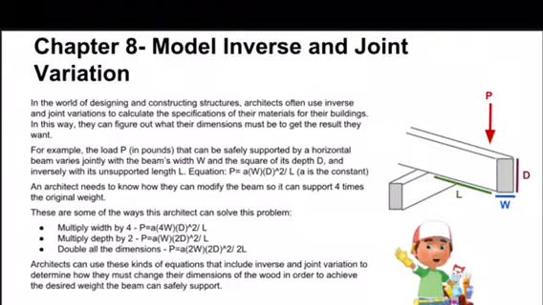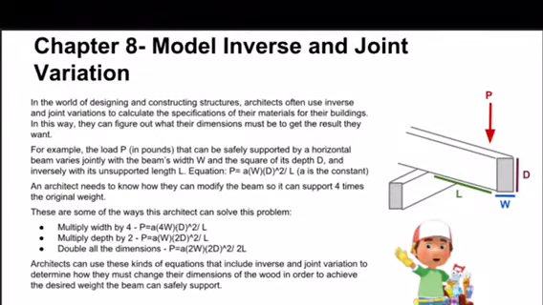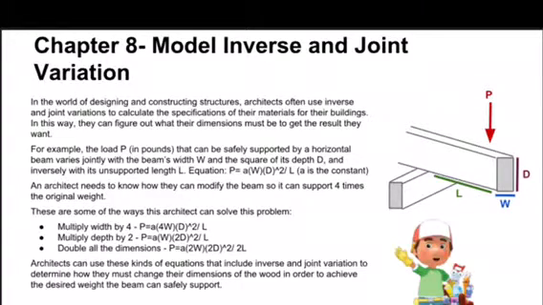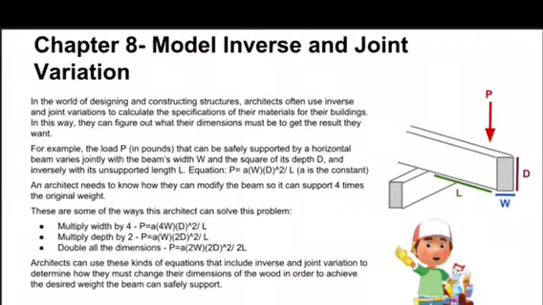Chapter 8, Model, Inverse, and Joint Variation. In the world of designing and constructing structures, architects often use inverse and joint variations to calculate the specifications of the materials for their buildings. In this way, they can figure out what their dimensions must be to get the result they want.